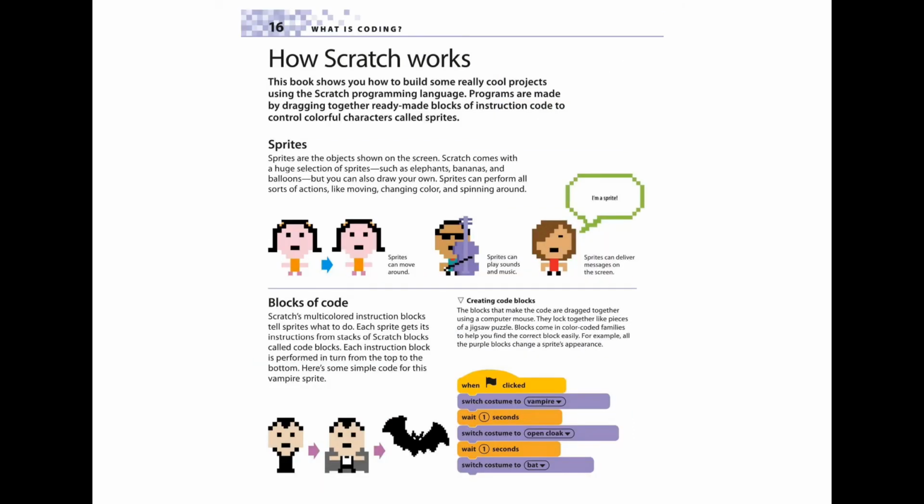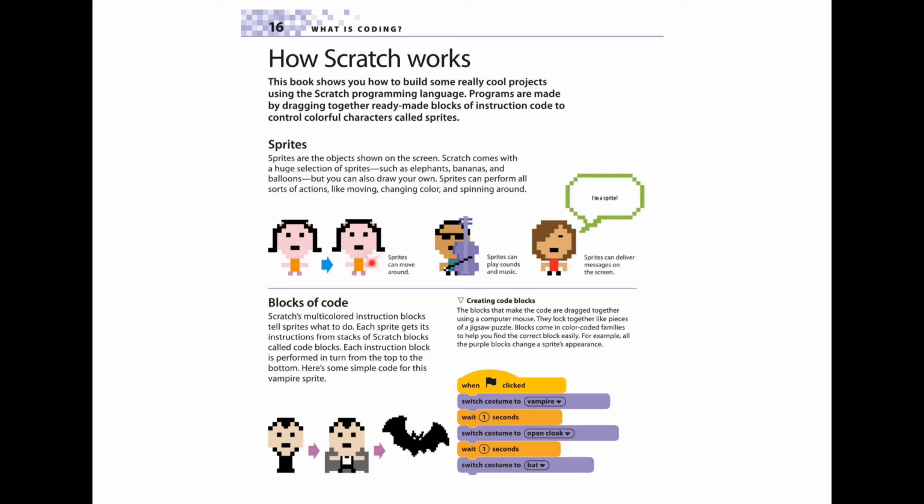So a little bit how Scratch works. The objects that we use in Scratch are called sprites. So these could be anything. It could be a person in this case. It could be a ball. It could be whatever you wanted to make it. But it's an object that's going to do something.